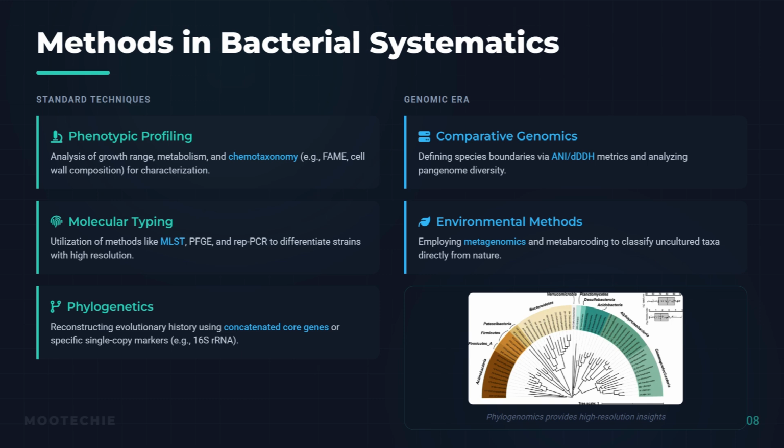Finally, environmental methods employ metagenomics and metabarcoding to classify uncultured taxa directly from nature. This allows us to study the vast majority of bacteria that have never been grown in a lab by sequencing DNA straight from soil, water, or the human gut. The slide emphasizes that phylogenomics provides high-resolution insights, combining evolutionary biology with massive genomic datasets.